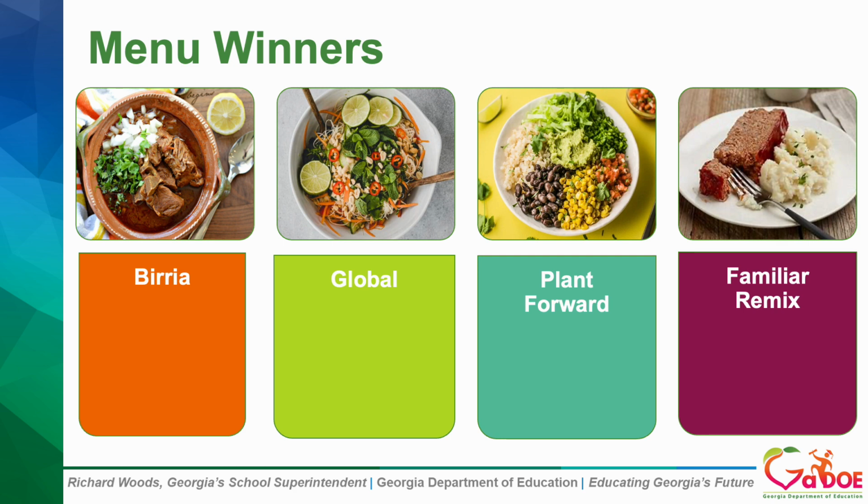exciting. Plant-forward. Plant-forward recipes are popular with students. Think of smaller amounts of animal protein mixed with plant-based proteins like a burrito bowl with black beans, pinto beans, and a small amount of shredded chicken and cheese. Familiar remixes. These are familiar flavors with a gentle twist on timeless comfort foods. This is also called nostalgia.